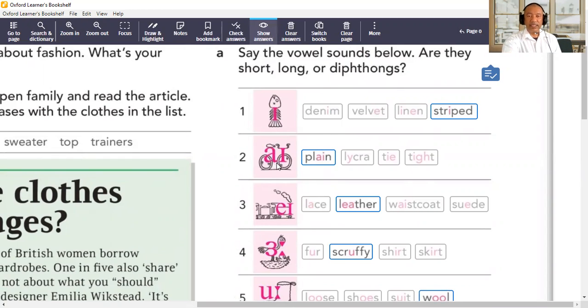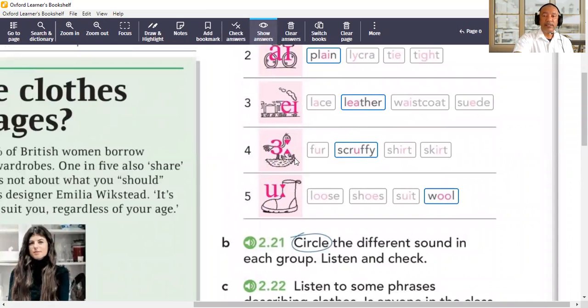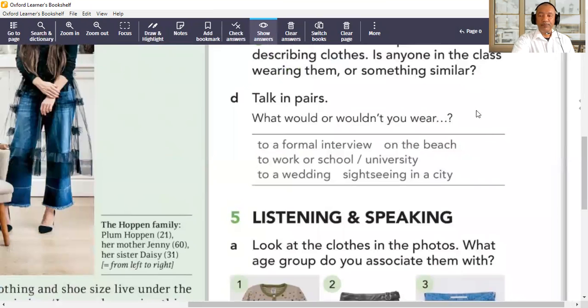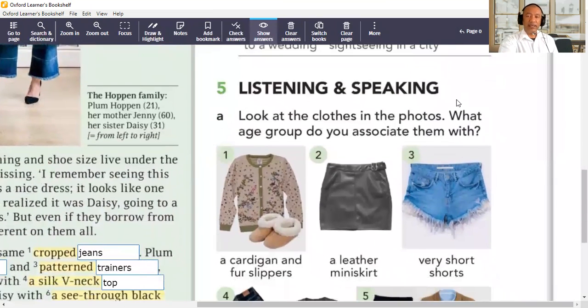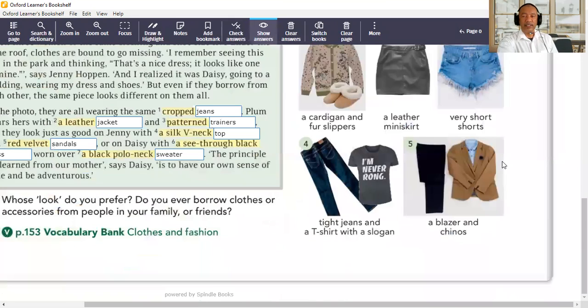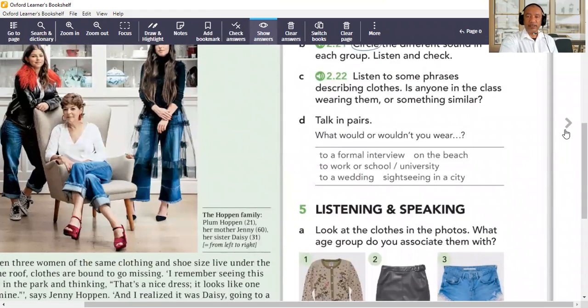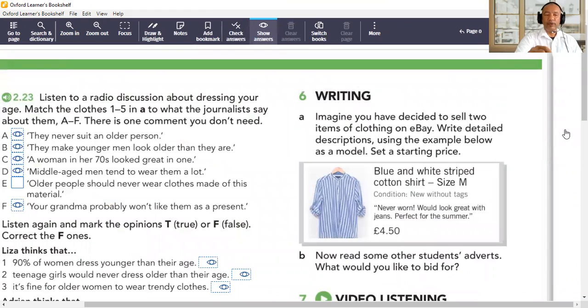So this is I, so plain is not I. This is A, leather is not A. This is scruffy. This is oo, and this is wool, not oo, right? Very well. Then we had this listening and speaking here, and this is when the journalists are speaking about this. There are these photos, these pictures, and they are somehow referring to what the journalists are speaking. And we kept moving on from one page to the other.